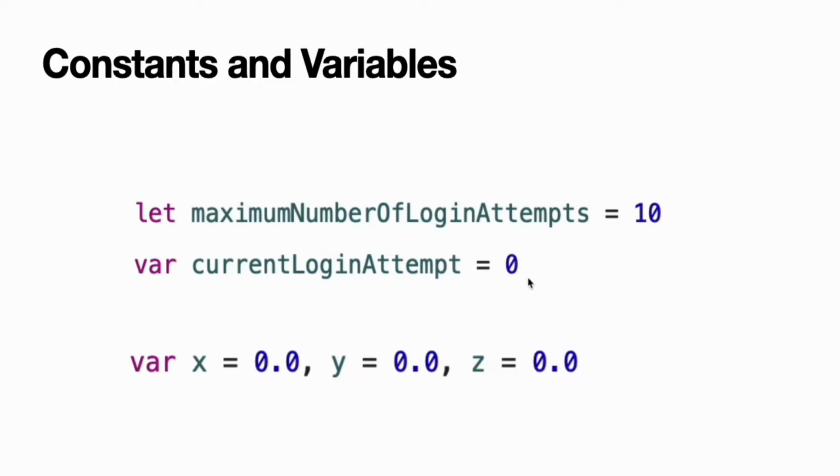In this example, the maximum number of allowed login attempts is declared as a constant because the maximum value never changes. The current login attempt counter is declared as a variable because this value must be incremented after each failed login attempt. You can declare multiple constants or multiple variables on a single line separated by commas. Note, if a stored value in your code will not change, always declare it as a constant with the let keyword. Use variables only for storing values that need to be able to change.